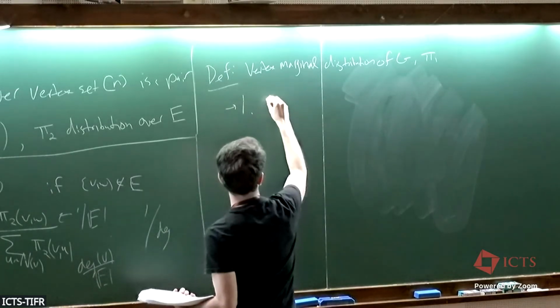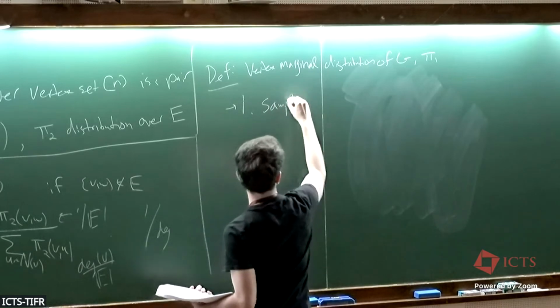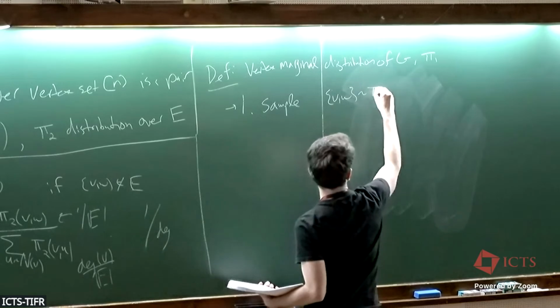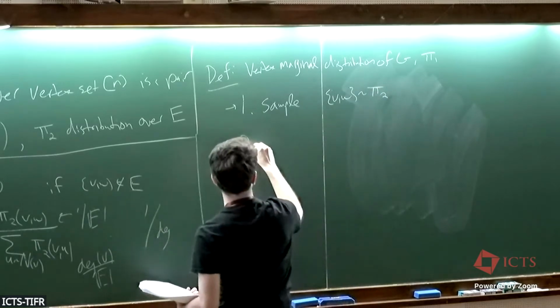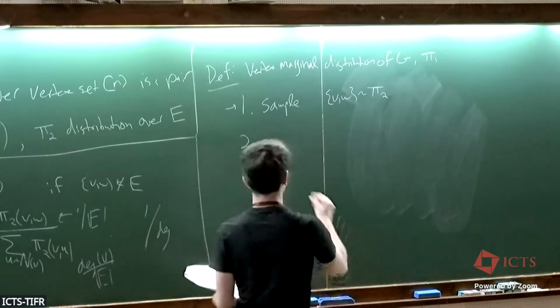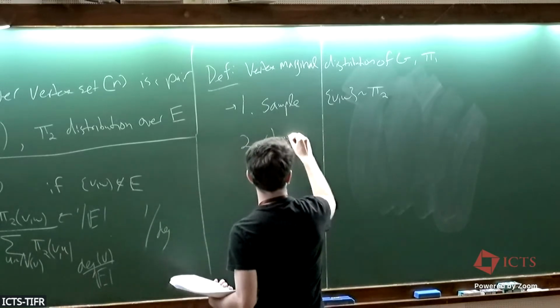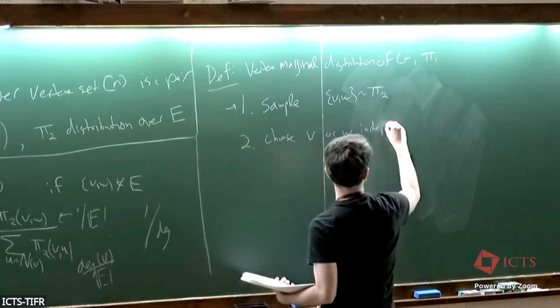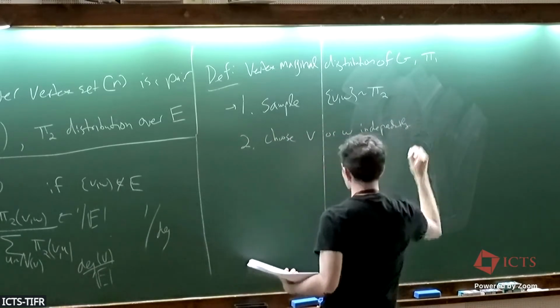One, sample VW from pi2, and two, just pick V or W, each independently with probability 1/2. So choose V or W independently. Okay.